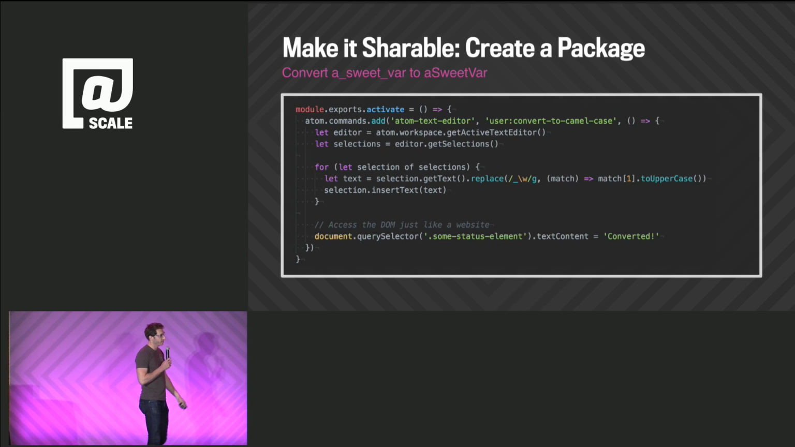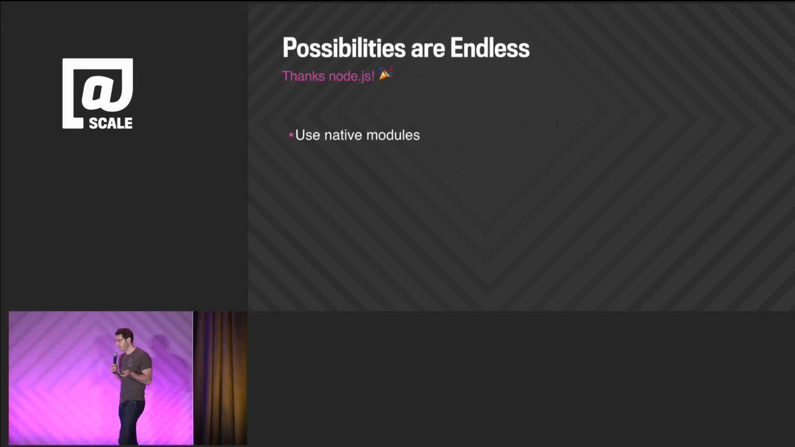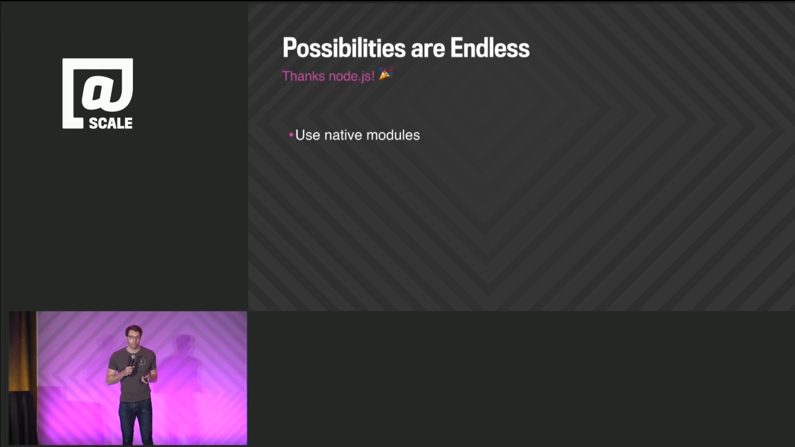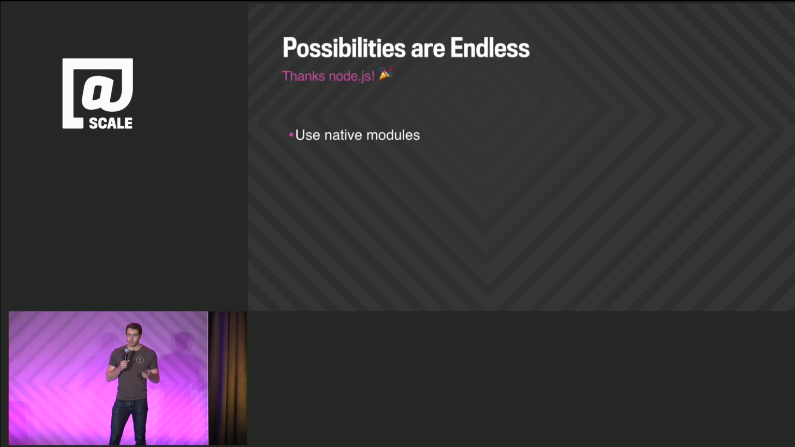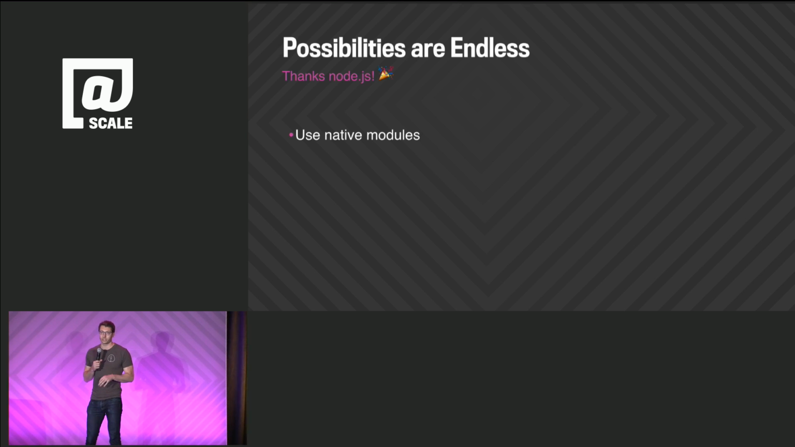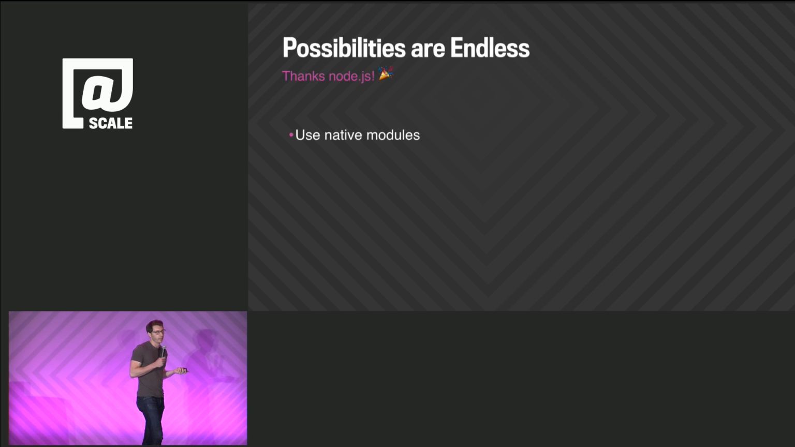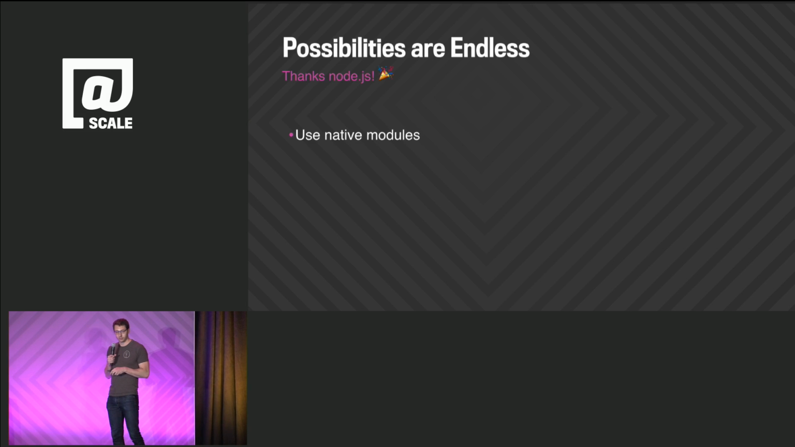These are really simple examples, but I want to be clear that the possibilities are endless. We get a lot from Node.js. We can use native modules. You can write modules in C or C++, and then you can write node bindings on top of these modules, and you can use those inside of Atom. Or you can use existing native modules like node-git, which is just a wrapper on top of libgit2.